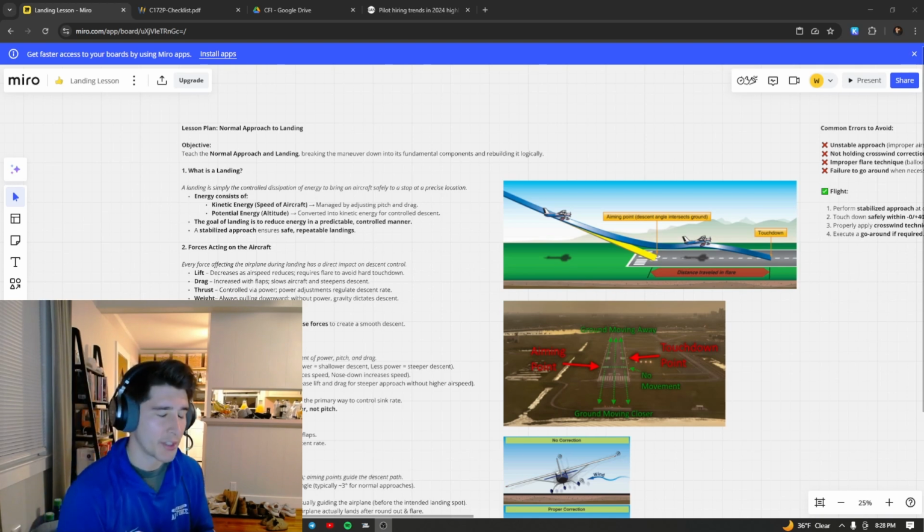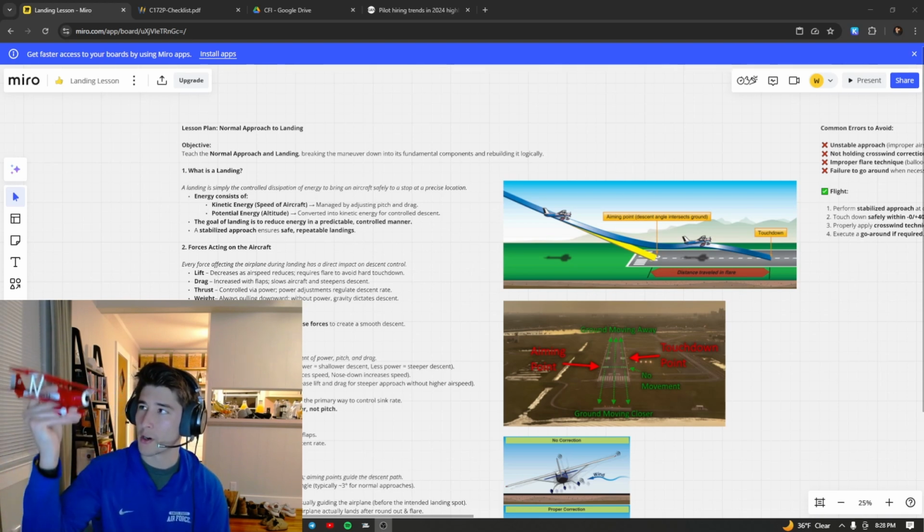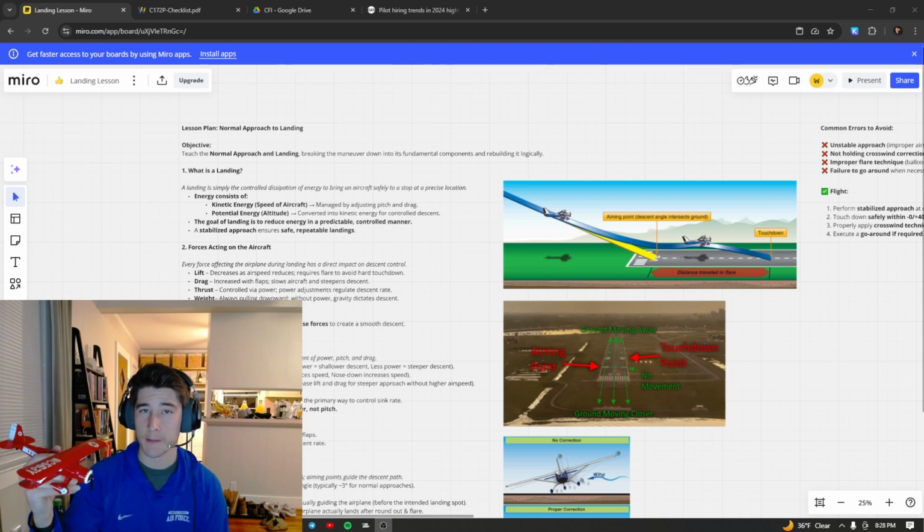So when we are assessing a landing, we have energy states. We have kinetic energy, which is our speed, and we have our potential energy, which is our altitude. And we're constantly assessing whether we're high energy or whether we're low energy.